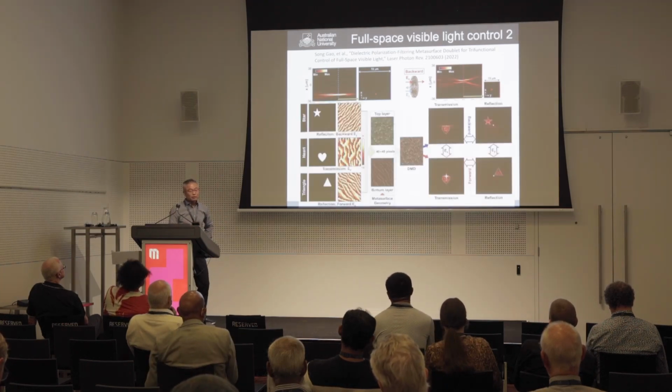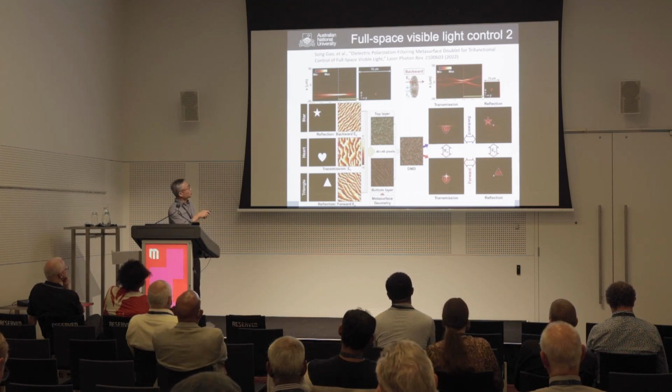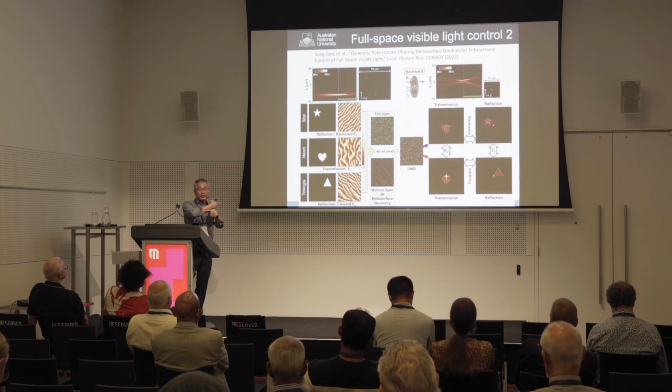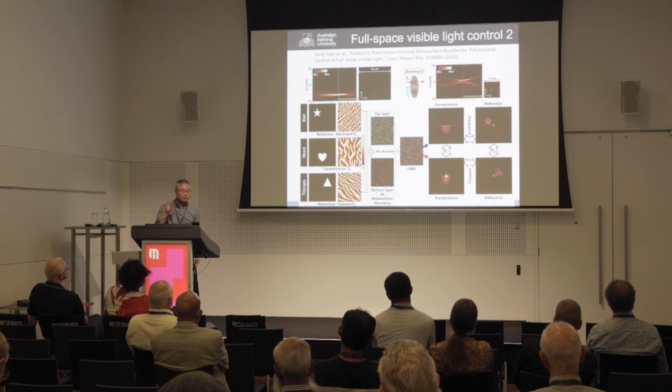Using this kind of performance, we can generate 3 hologram images. One for transmission, it can make a heart shape in transmission, and this way as well. But in the reflection mode, one reflection makes a star shape, another one makes a triangle shape. So this project is still going on.